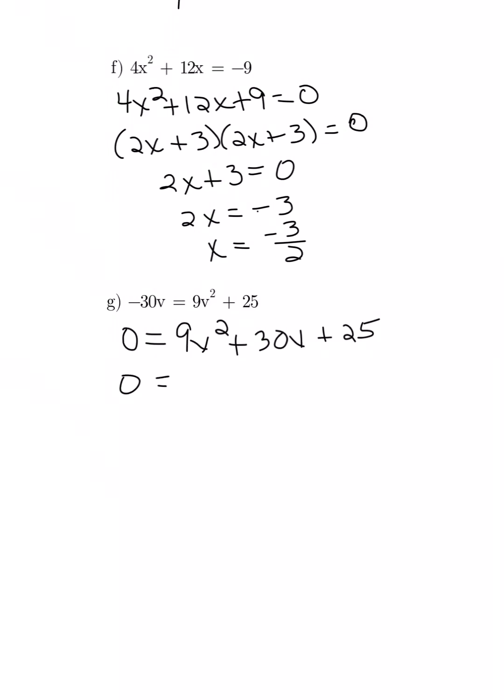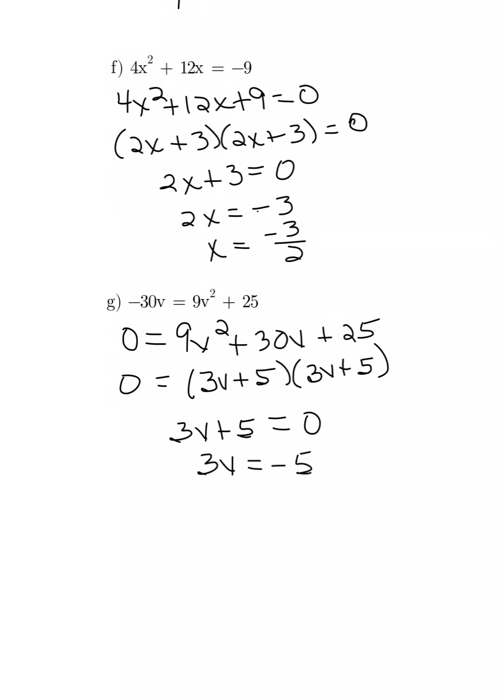Factor what you've got. This factors into 3v plus 5 times 3v plus 5. We have the same factors again. When you get the same factors 2 times, it's called a double root, just for your information. Set that double root factor of 3v plus 5 equal to 0 and solve it. Subtract your 5, you're going to have 3v equals negative 5. Divide by 3, you get v equals negative 5 thirds.